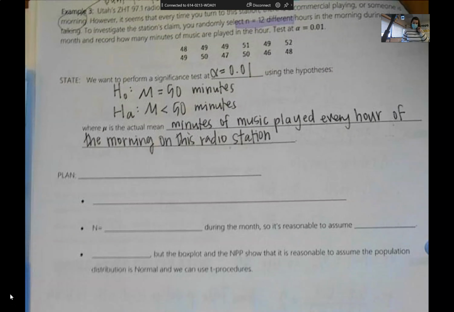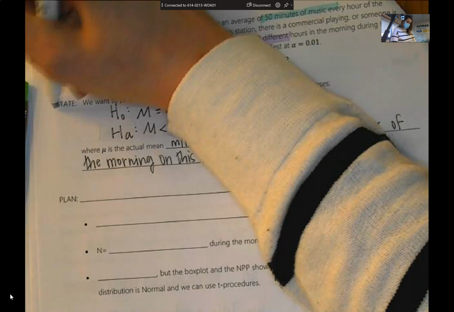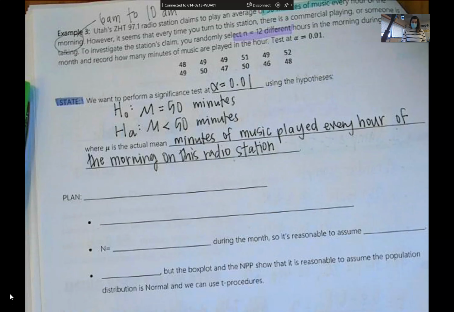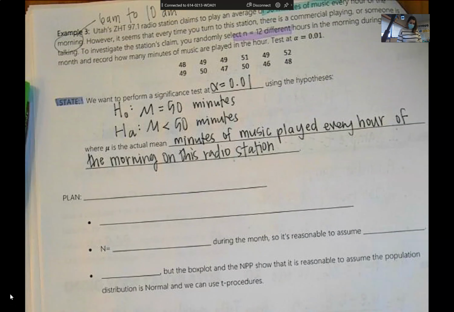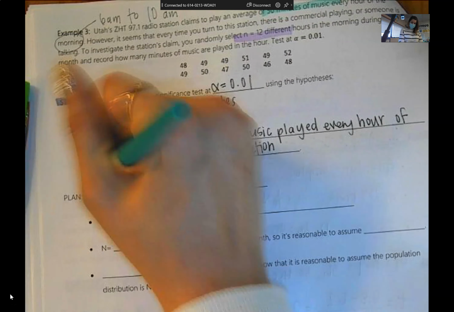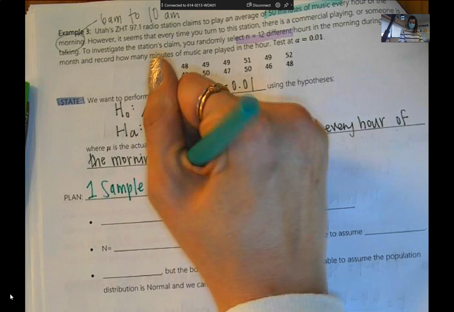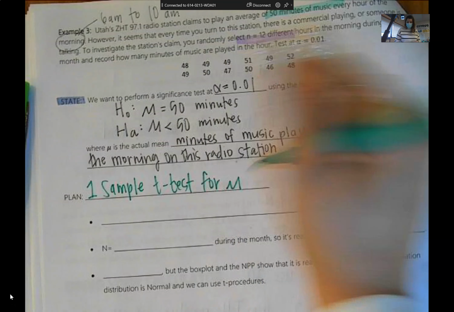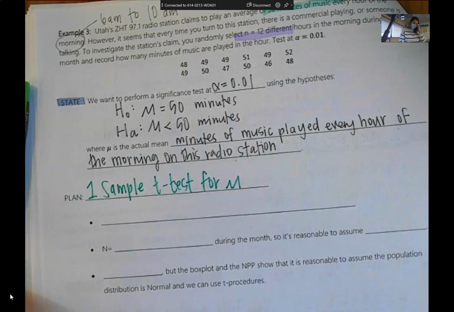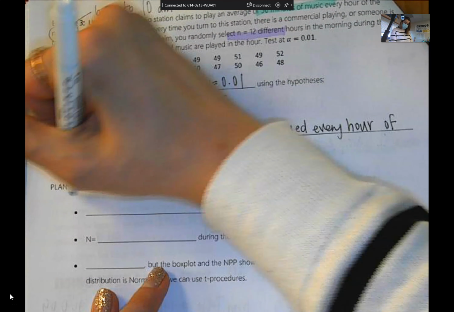Okay, that was our state. We had to state what we were doing. Now we got to give our plan. We want to do a one sample t-test for mu. And in order to do that one sample t-test, we have to check our conditions.